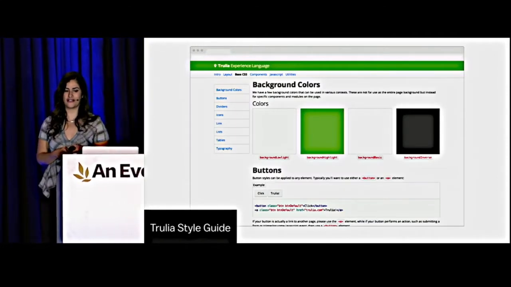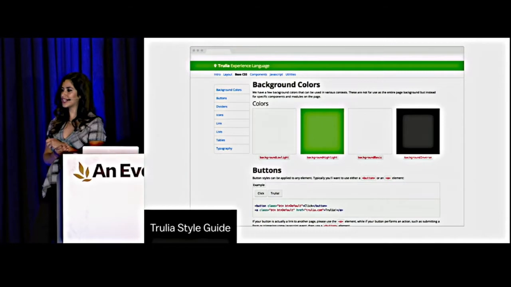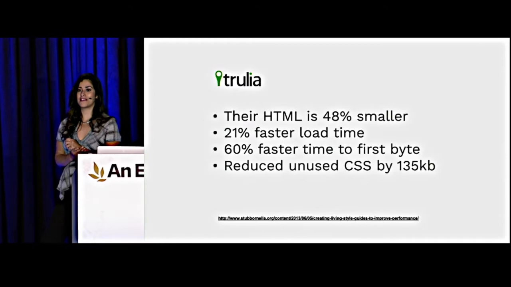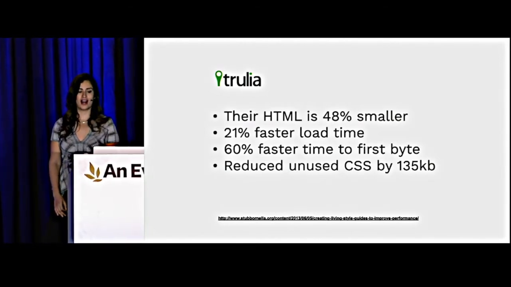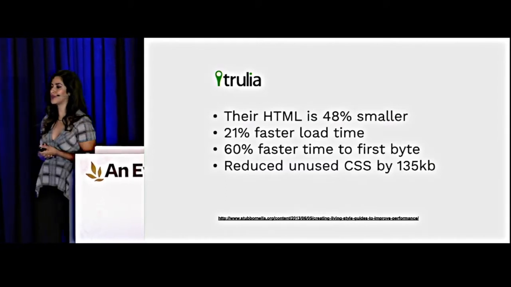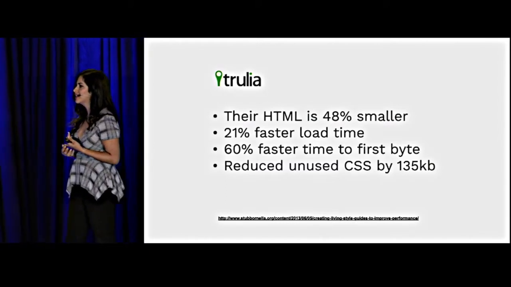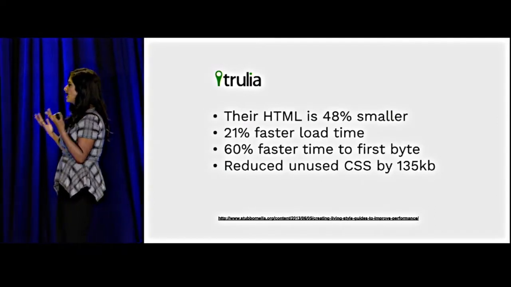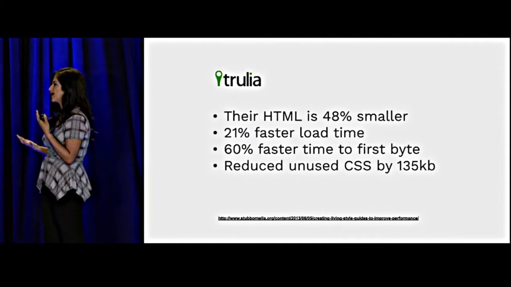This is the style guide from Trulia. And a couple of years ago, Nicole Sullivan was talking about some of the performance benefits that they saw from having this living style guide. So the HTML was 48% smaller. They had a 21% faster load time, and a 60% faster time to first byte. And they reduced the unused CSS by 135 kilobytes just by creating this living style guide and just by being really purposeful about what they were doing and what they were deciding to include in a design.